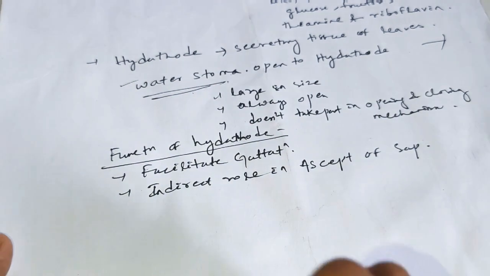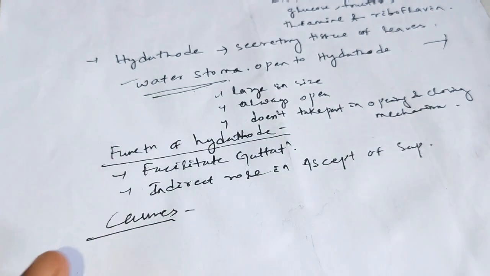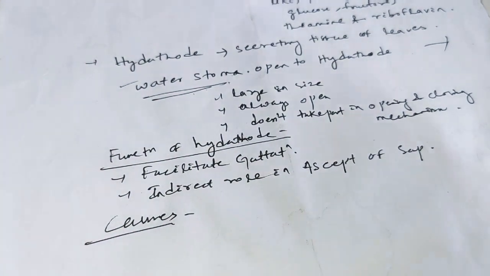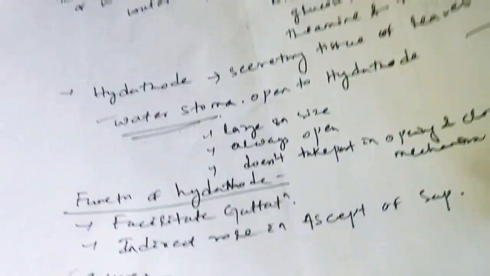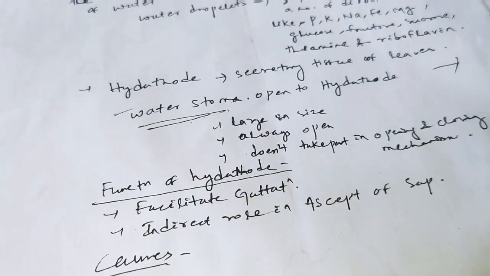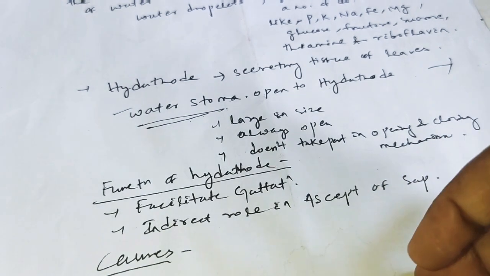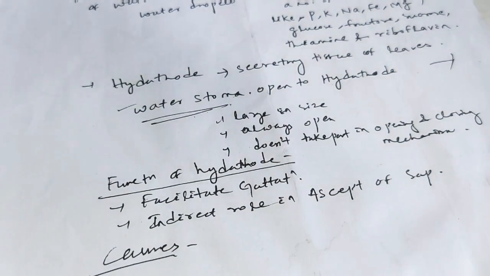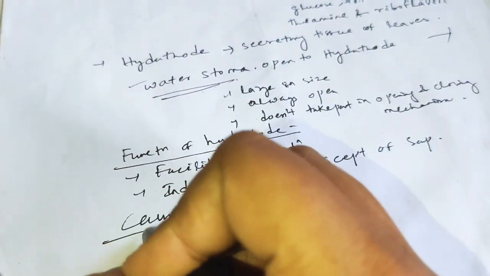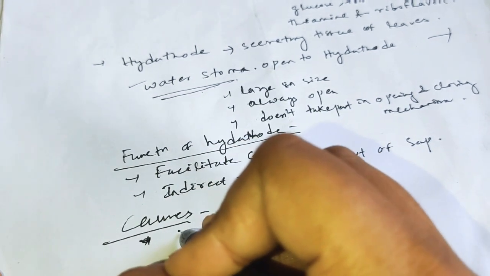Now we come to the causes of guttation. In case of transpiration, what happens? By the diffusion process, water is released out. But what happens here in the case where guttation occurs? This phenomenon of guttation takes place due to the development of positive root pressure. Okay. It is mainly developed through what?